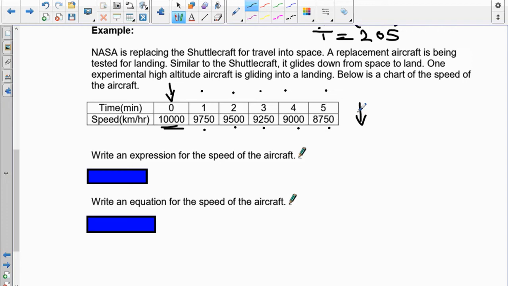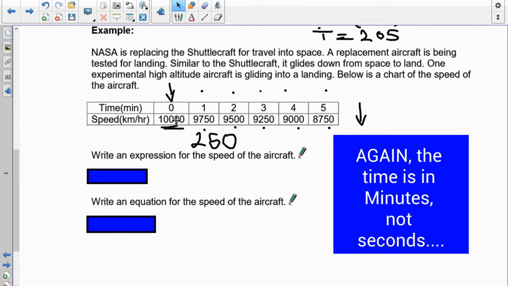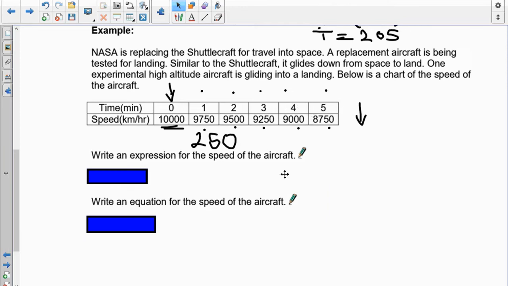All right, well, if you look carefully, you'll notice that what we're doing here is decreasing by 250 kilometers per hour every minute. So what that means is we start with 10,000 and we're going to decrease by 250 kilometers per hour for every minute that goes by. I said seconds, but I meant minute.